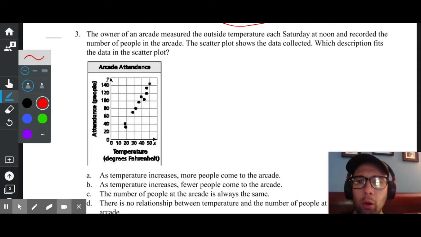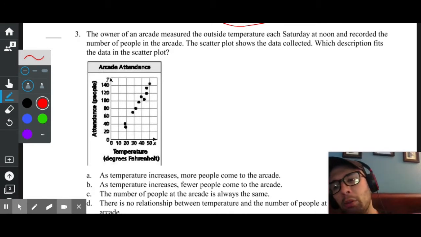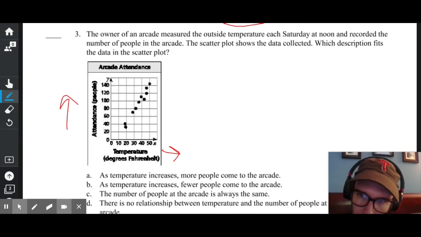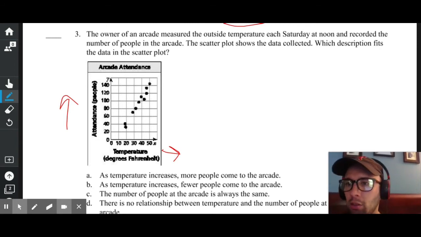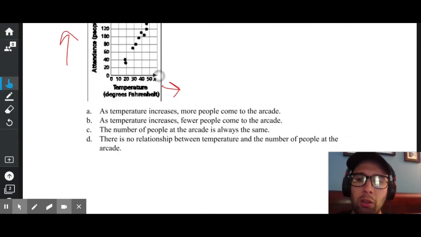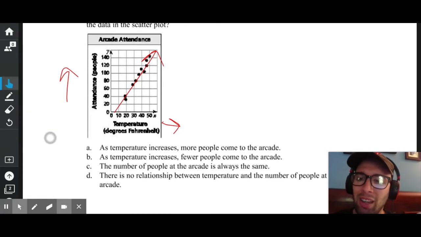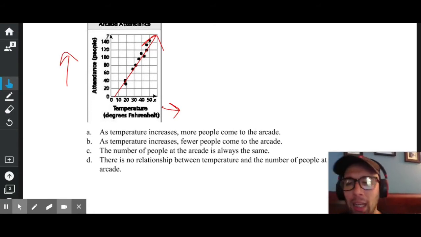What am I doing? The owner of an arcade measured the outside temperature each Saturday at noon and recorded the number of people in the arcade. The scatter plot shows the data collected. Which description fits the data in the scatter plot? Without looking at my options, it seems to me that as temperature gets higher, attendance gets higher. As temperature increases, attendance increases. So that's what's going on here. Positive correlation means as the one increases, the other increases. That's my trend. That's my line of best fit.